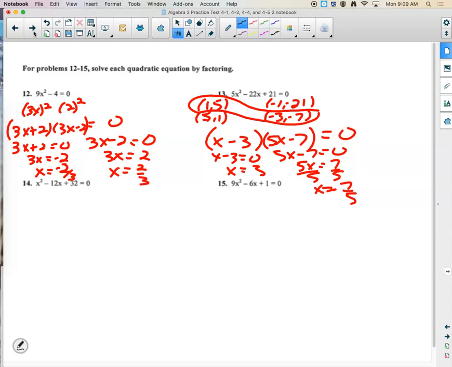Alrighty, 14. Is there a greatest common monomial factor for 14? Is it a perfect square trinomial? Oh, now we're already down to good old-fashioned factoring, but this time it's only an x squared in the front, and we all know x times x gives us that, so that's easier factoring. 2 numbers in the back that multiply to 32 and add to negative 12. Negative 4, negative 8. And then we find our zeros.